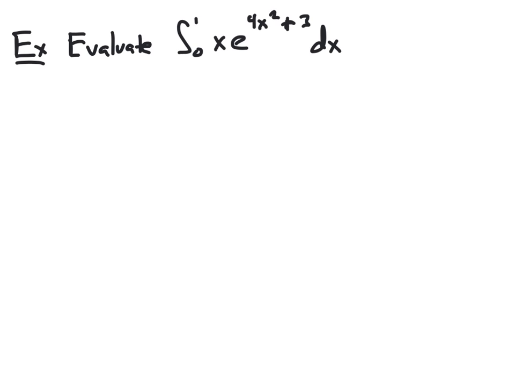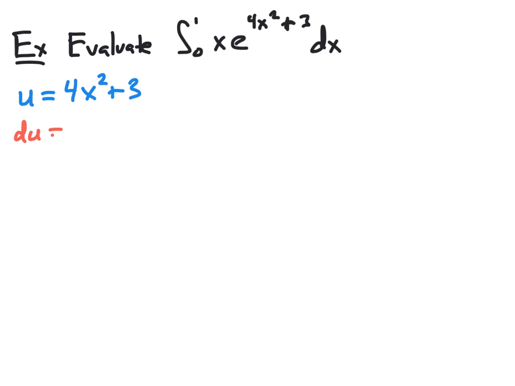In this example, we want to evaluate the definite integral from 0 to 1 of x times e raised to the 4x squared plus 3 dx. Here we're going to use a substitution, and we're going to start by letting u be 4x squared plus 3, the exponent of our exponential function in the integrand.